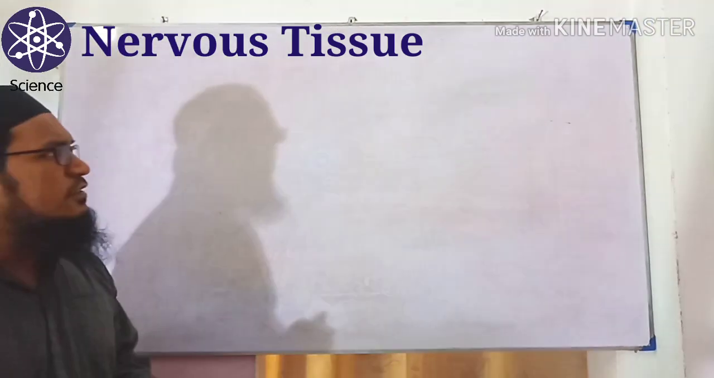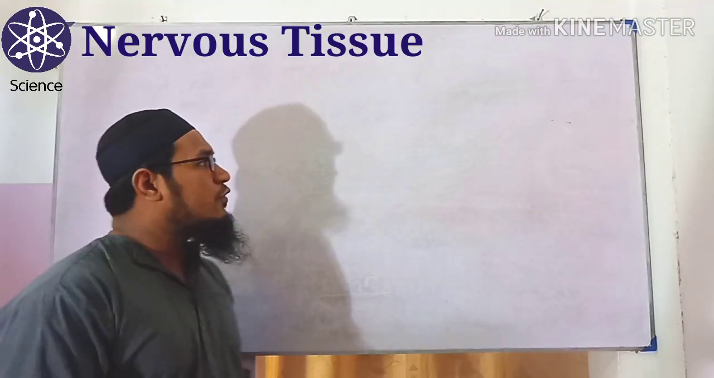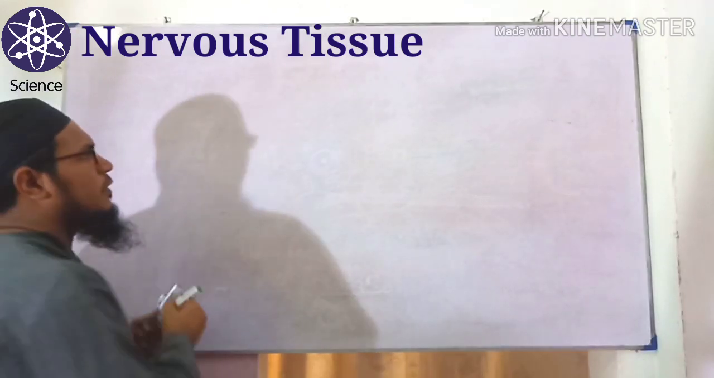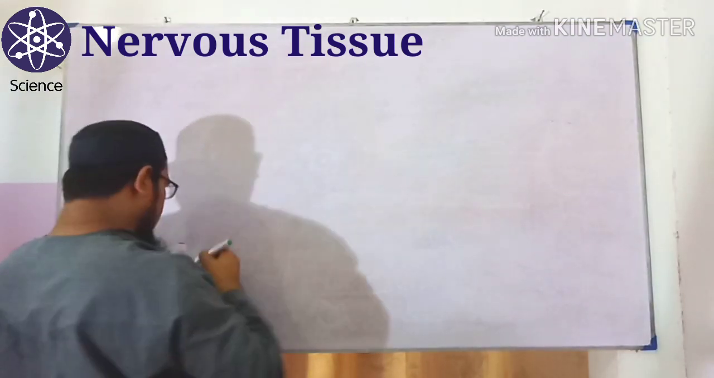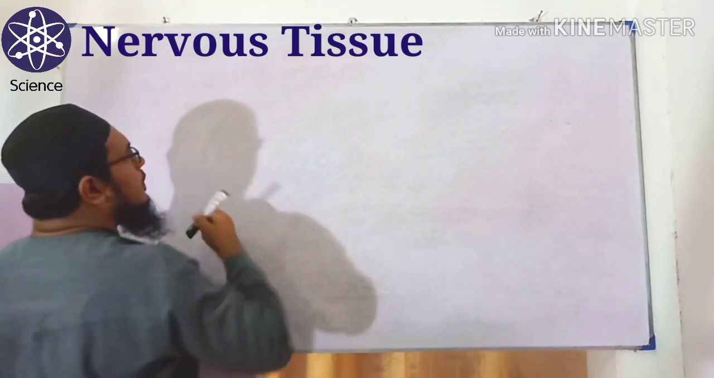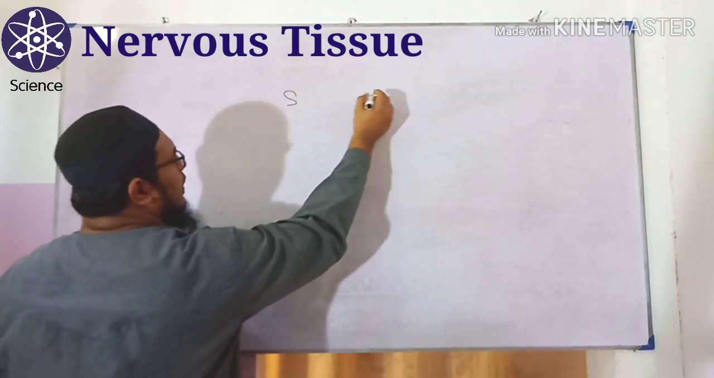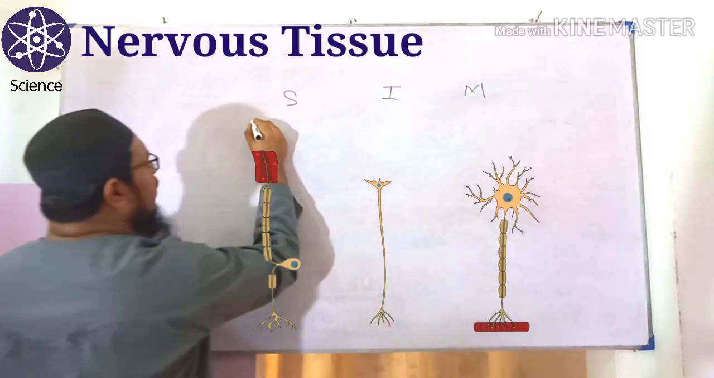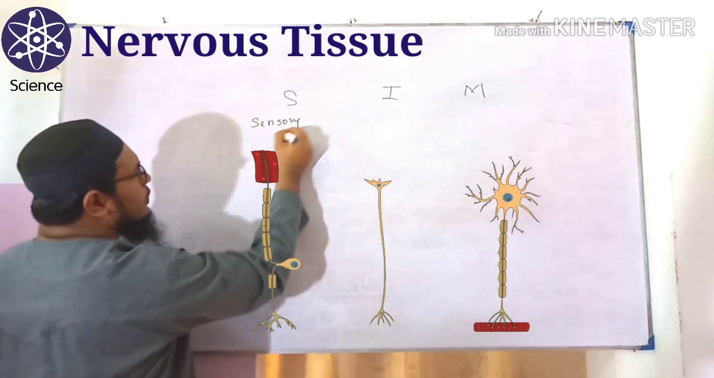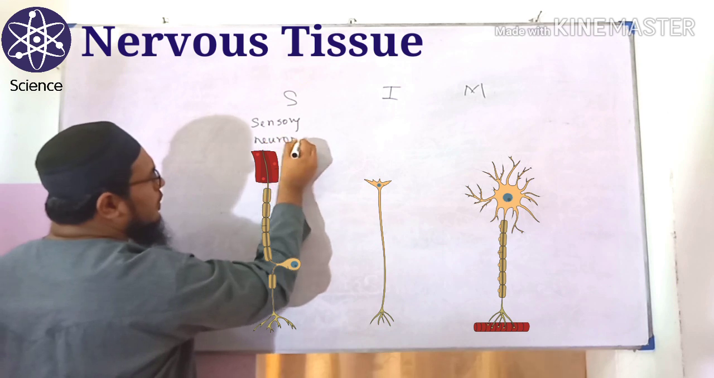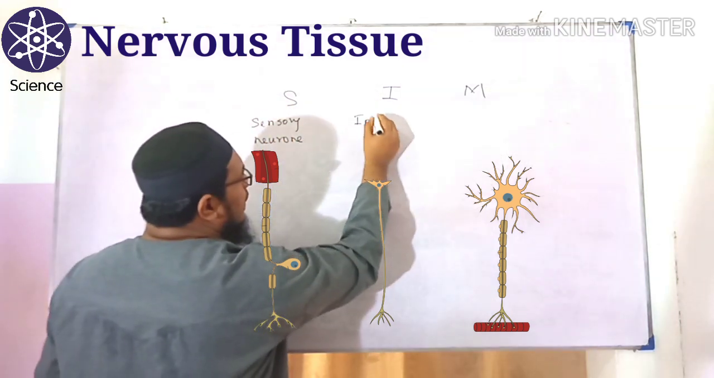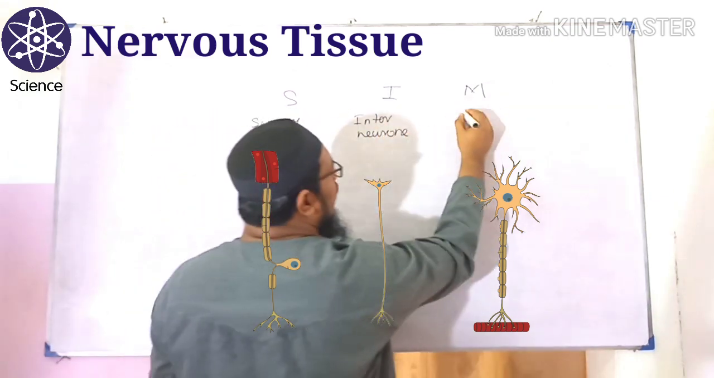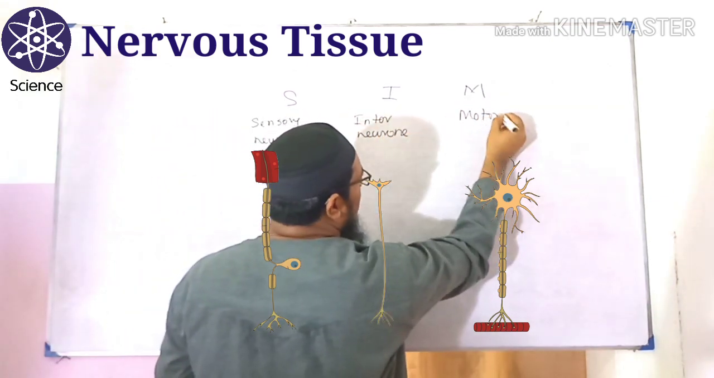Now let's go to the classification of neurons. When you consider neurons, there are three types. To easily remember that, remember it as SIN. S, I and N. S for sensory neuron, I for interneuron, and M for motor neuron.